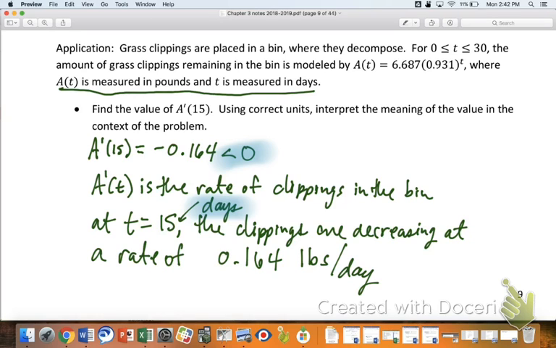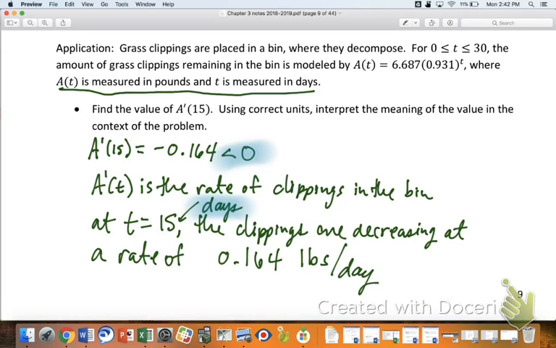Heather, go ahead. Do you have to say anything about instantaneous? No, so we're kind of saying that when we say at, that's the 15th day. If you did say something like, hey, the instantaneous rate of change is this, I'm totally fine with that, but I don't think you have to put that.